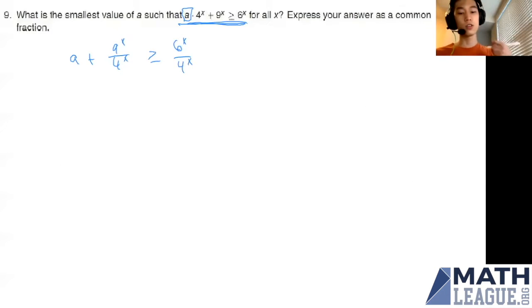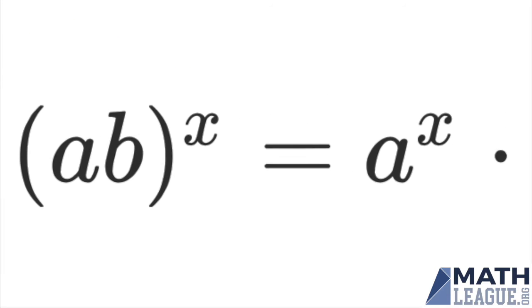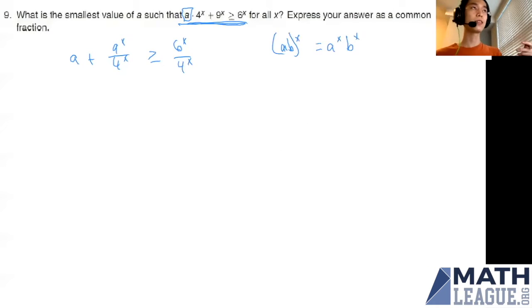Something else that you'll need to know to be able to simplify all of these is that (ab) to the x is equal to a to the x times b to the x. So you can basically take apart whatever is under the exponential. So this gives us A plus 3 to the x times 3 to the x over 2 to the x times 2 to the x is greater than or equal to 2 to the x times 3 to the x over 2 to the x times 2 to the x. And so you see that cancels and simplifies.